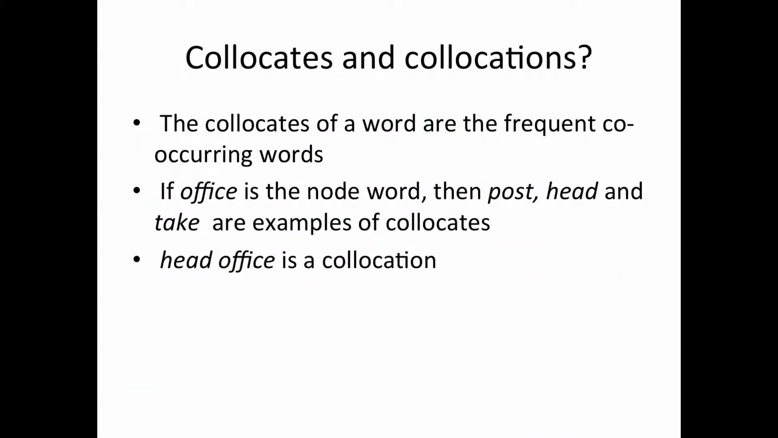So the collocates of a word are the frequent co-occurring words. So for example, if office is the node word or the search word, then post would be a collocate. We have post office. Or head would be a collocate. We have head office. Or take, the verb take, so you have take office, those kinds of collocates. And then we say that head office is a collocation. So collocations are a big deal in corpus linguistics and increasingly in language teaching as well.